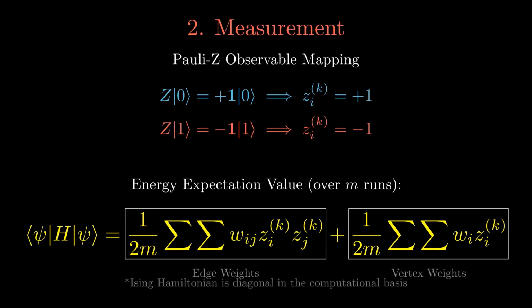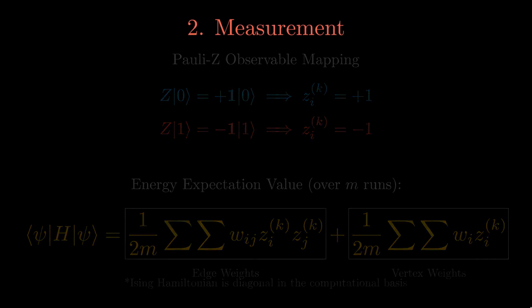The Ising Hamiltonian involves only Z operators and is diagonal in the computational basis. Since Z|0⟩ equals |0⟩ and Z|1⟩ equals negative |1⟩, we can directly compute the energy from computational basis measurements.